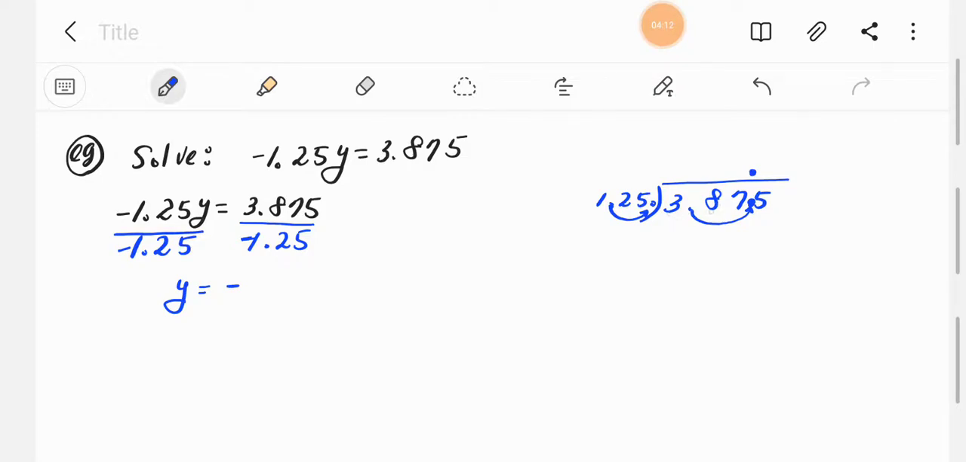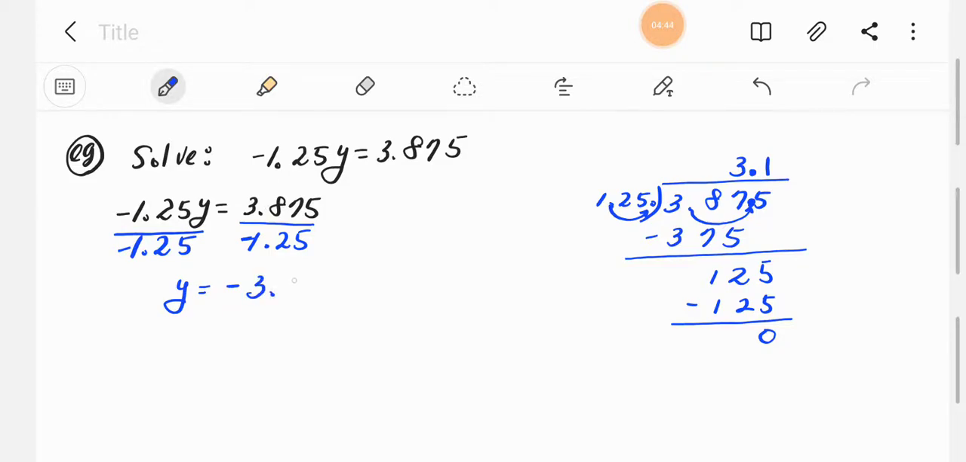So let's divide 387 by 125. How many can fit? Maybe 3. So that is 375. Then subtract. So 12, and move this 5 down. So exactly 1, right? Exactly 1. So 125, subtract, and the remainder is 0. So this quotient is 3.1. Bingo, we found the value of y. So this is the solution.